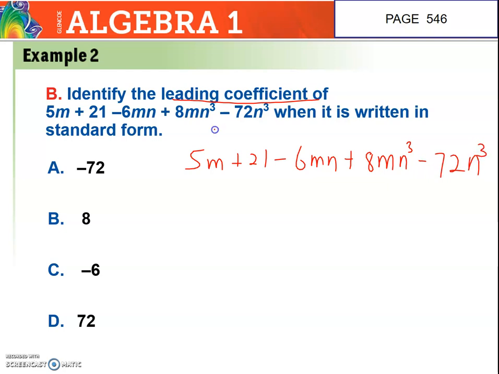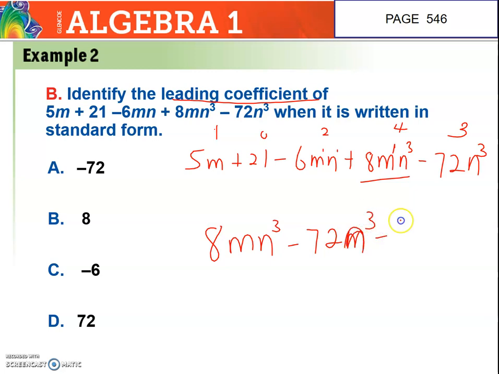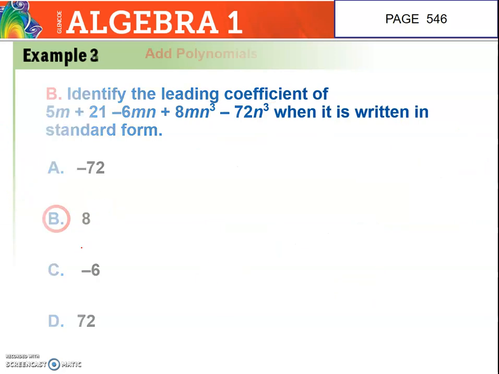n3. This has a degree of 1, 21 has a degree of 0, m has 1, n has 1, so we have 2 here, m has 1, n has 3, so we have 4, and n has 3. So looking at that, this comes first, 8mn to the power of 3, followed by minus 72n3, followed by minus 6mn, then plus 5m, then plus 21. So our leading coefficient here is the 8. So in that case, B becomes our answer.